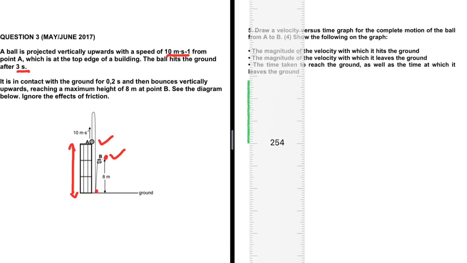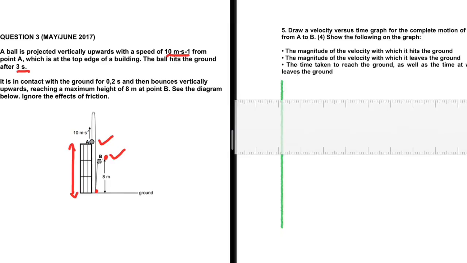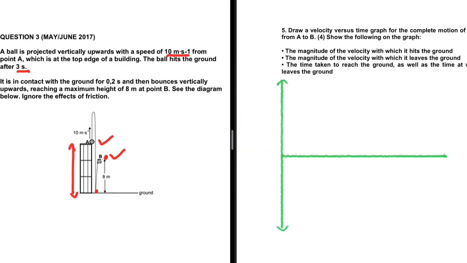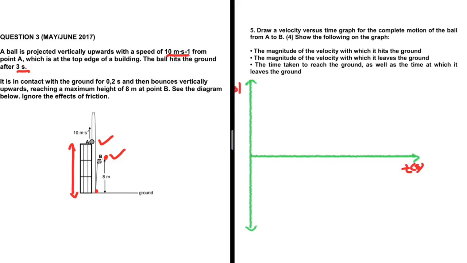So there we go. We have our y-axis and we have our x-axis. In our y-axis, we have the velocity, obviously, in meters per second. And on the x-axis, we have the time in seconds. So this is velocity in meters per second. So let's go ahead and fill out the x-axis.